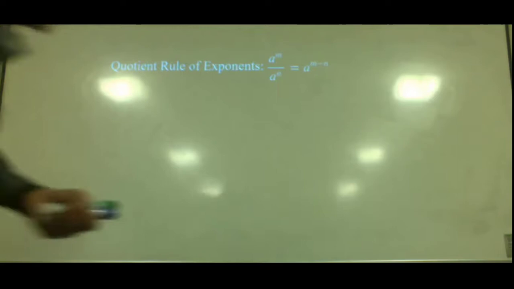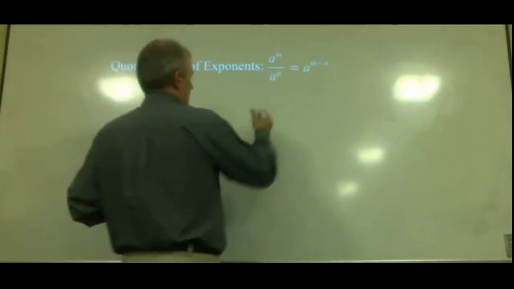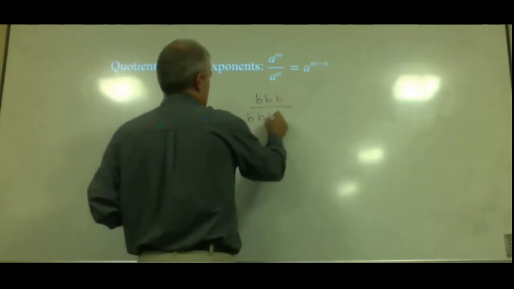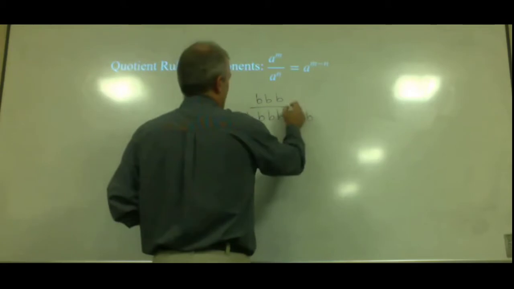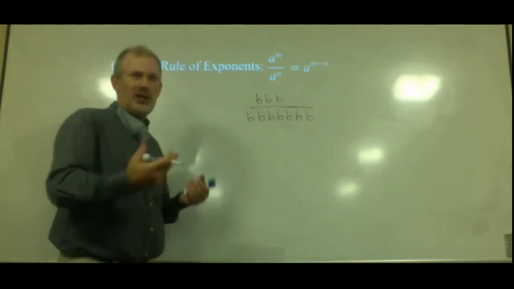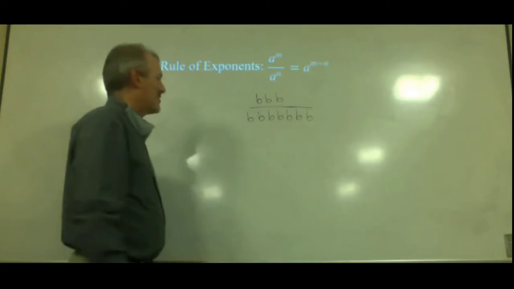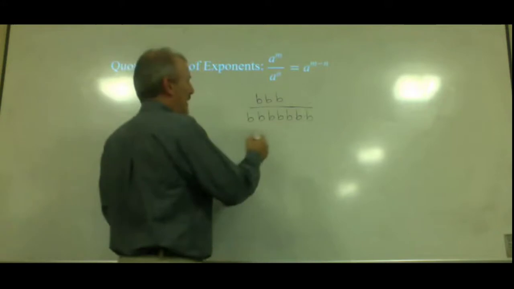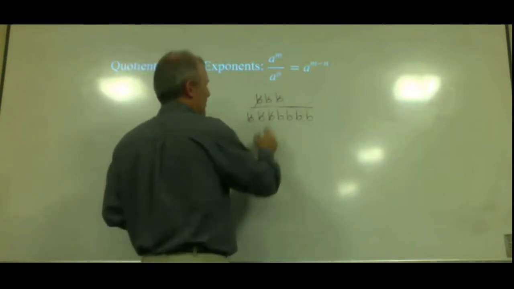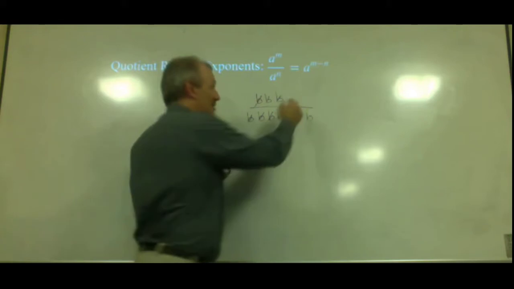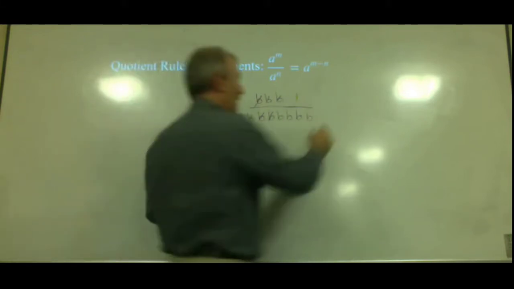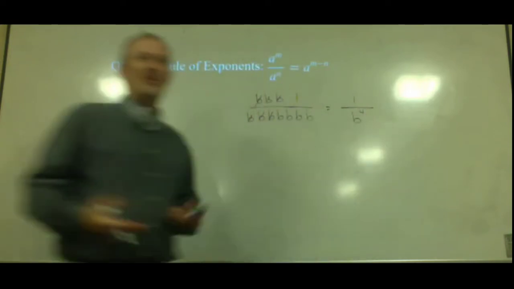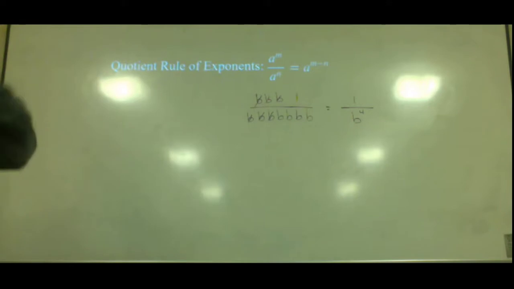So let me give you an example. If we had b times b times b on the top, and b times b times b times b times b times b times b on the bottom, if we cancel this one with this one, this one with this one, and so on, do you see that there are still b's left on the bottom and the top is a 1? So we would end up with 1 over b to the fourth. So that could happen if there are more on the bottom than there are on the top.